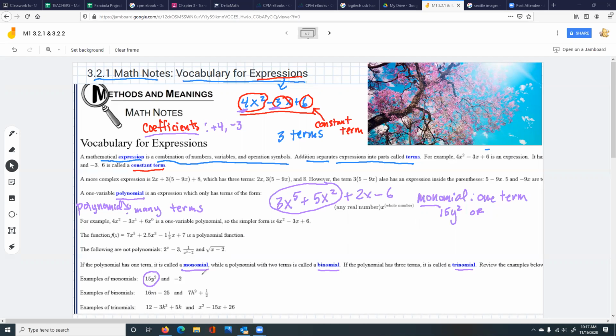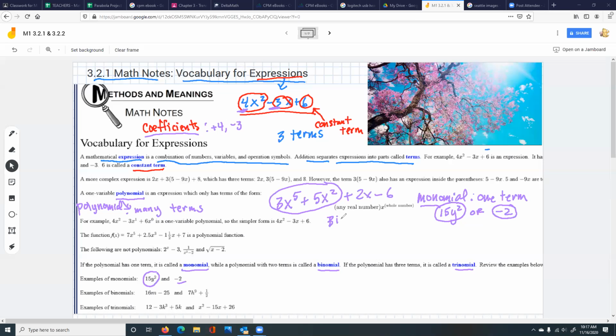Or just -2. That's also a monomial. Okay, both of these are monomials. They only have one term, even though there's two things here, a coefficient and a variable. It counts as one term because there's no plus or minus in it. This is one term because it's just a constant term, -2. So that's a monomial. These are two examples of a monomial.